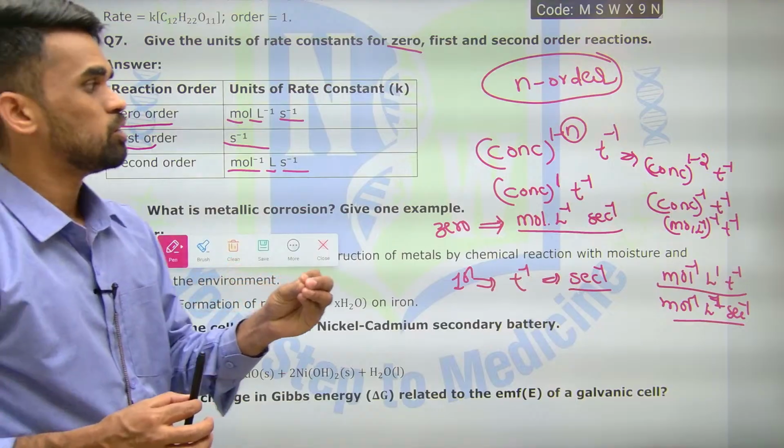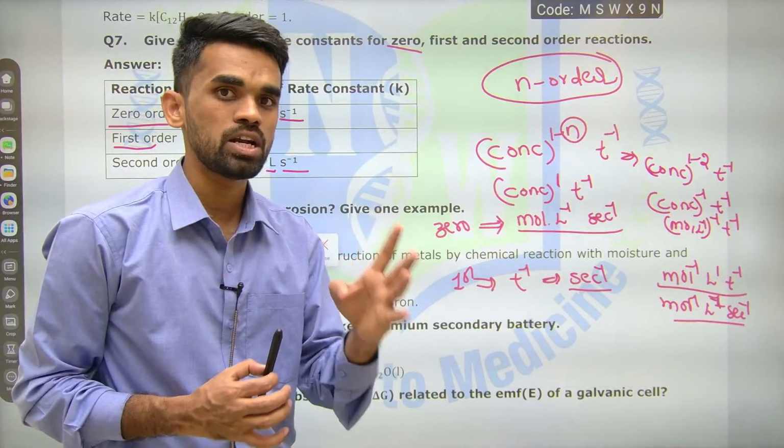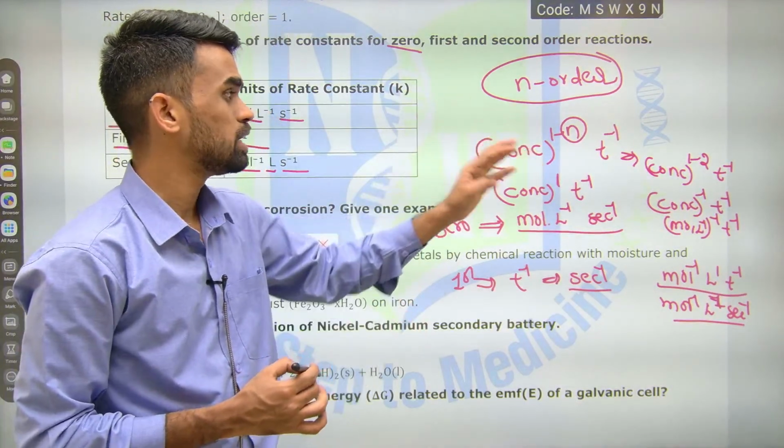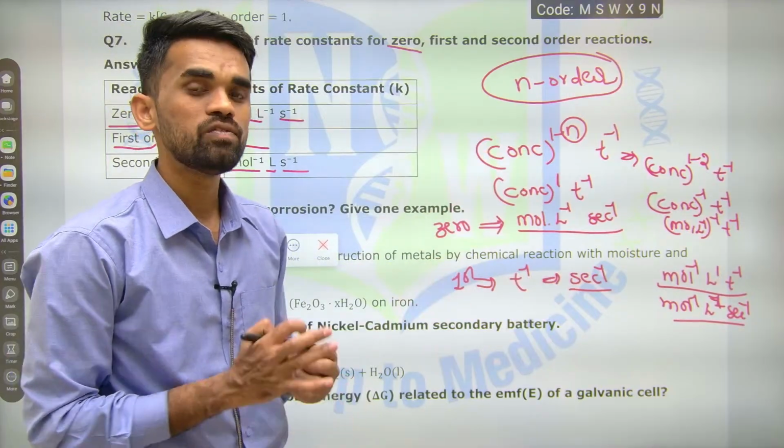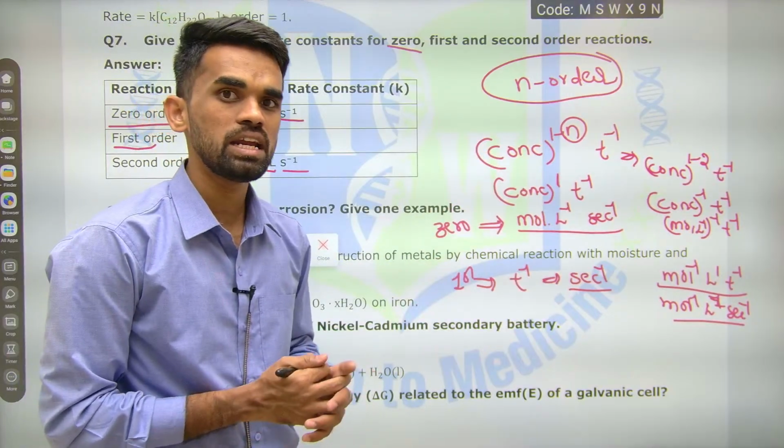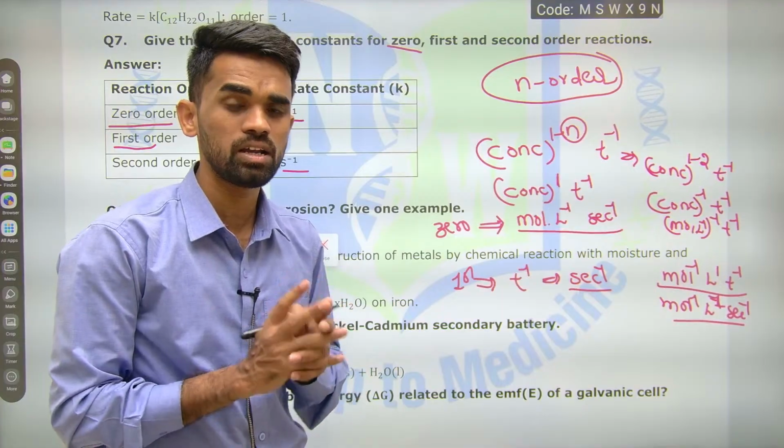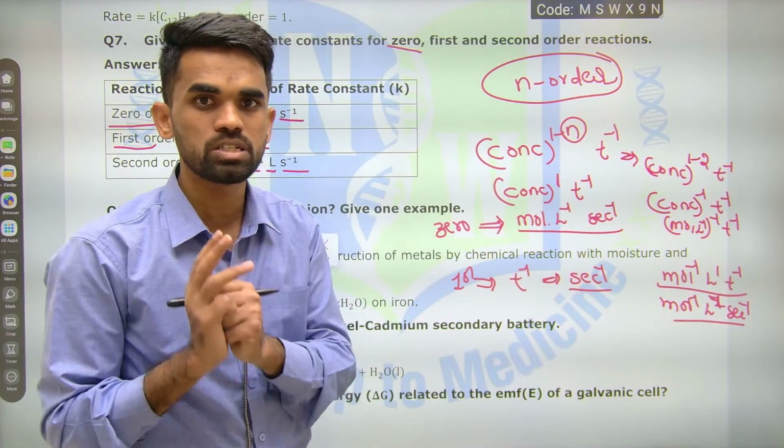Now tell me, what are the units for third order reaction? If n equals 3, what units are we going to get for the rate constant? What are the rate constant units for third order? I am expecting that answer from your side in the chat box.